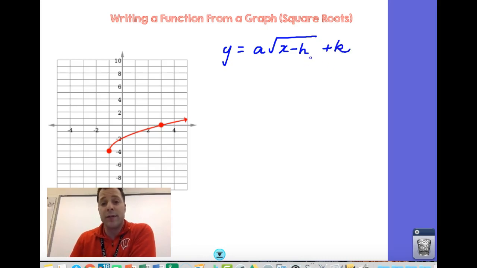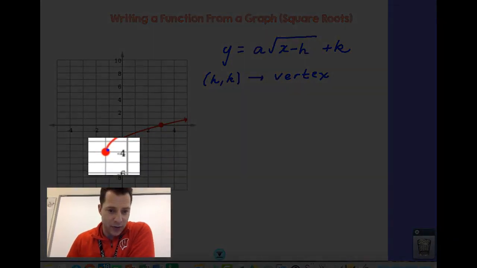Okay, so it's important, the first point we find, remember, is h and k. H and k is the vertex. And on a square root function, I call it the tail, it's right here. And that ordered pair is -1, -4.